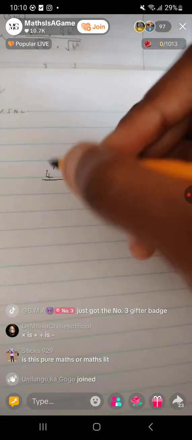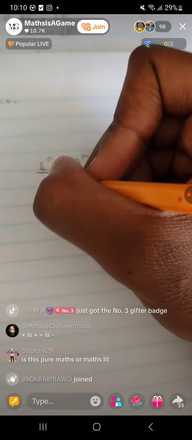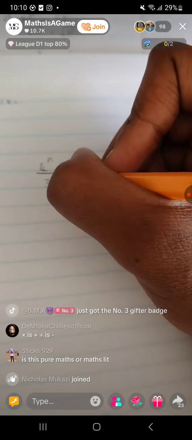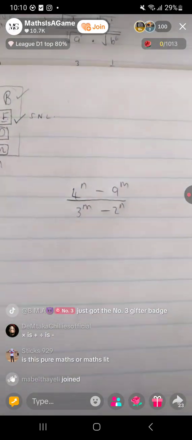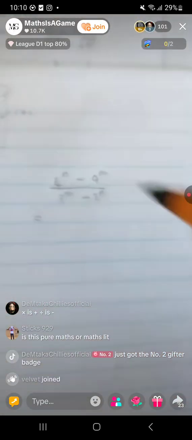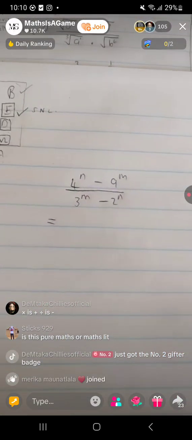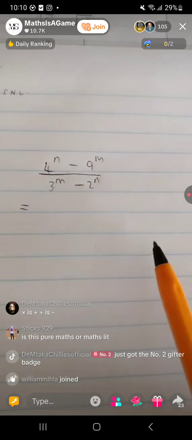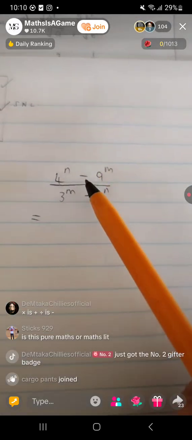Sticks, is this pure maths or maths lit? Maybe you should tell us, what do you see? Do you see pure maths or maths lit? Okay, but it's grade 11 anyways. Whatever it is, maybe Sticks, you can answer your own question there in the comment section. Is it pure maths or maths lit?